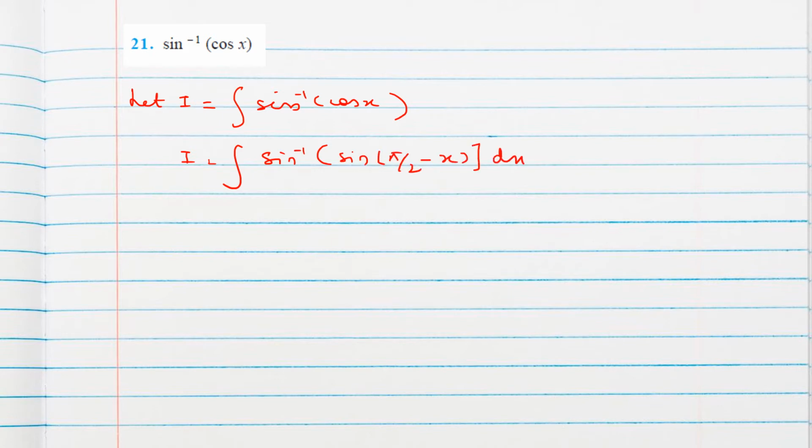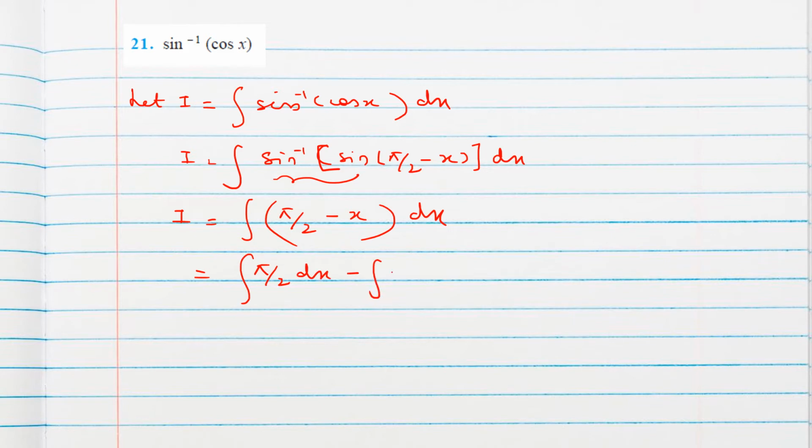Question 21. Let the integral be I. This is an easy question. Inverse property we can use here. Cos x we can write as sine of 90 minus x, 90 minus theta, isn't it? Then this will go, so only the remaining term will be pi by 2 minus x.